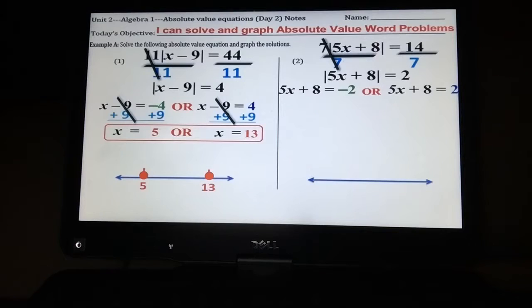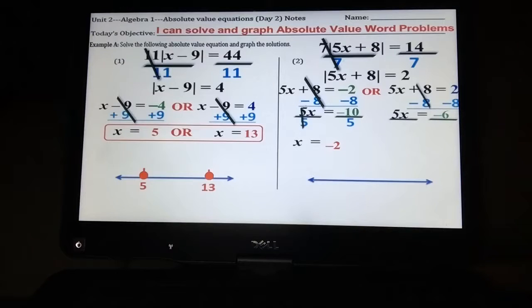So on this first one, we're going to subtract 8 from both sides. That's going to get me 5x equals negative 10. Divide both sides by 5, and then we get x equals negative 2. Now on the other side, we're going to do the same steps. So we're going to subtract 8 from both sides. 5x equals negative 6. And then we are going to divide both sides by 5. Now when you do that, you can notice that it's going to cancel out on the left side, but on the right side nothing cancels and you can't really simplify it. This is equal to negative 1.2, but you can just leave it as the fraction negative 6 over 5.